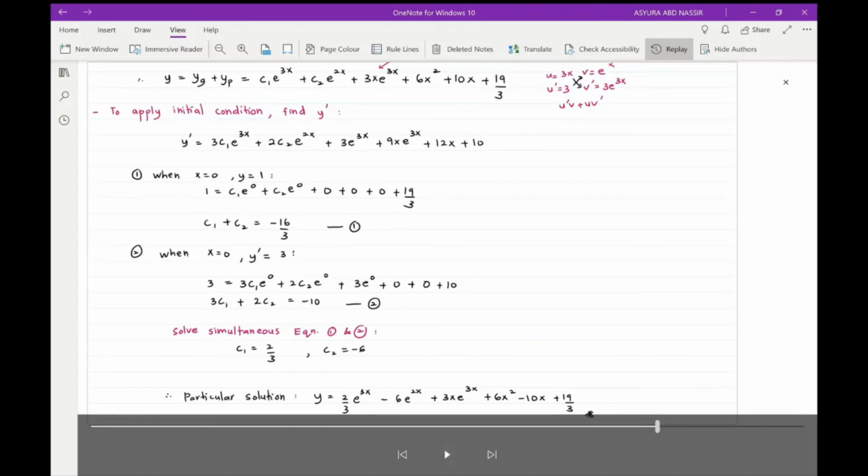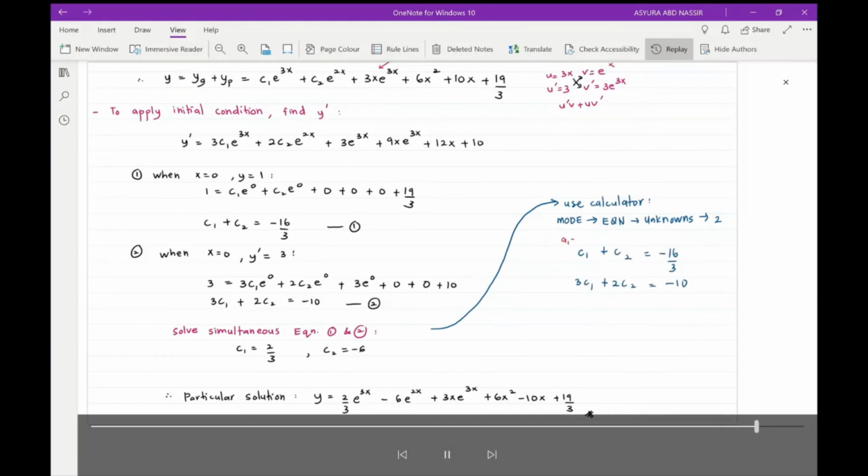Alright, and then next for the simultaneous equations, you can also solve them using a calculator. That is, you will use the mode EQN and you will choose the unknowns, two, because you have two unknowns in this simultaneous equation. So we have two equations with two unknowns. Just use your calculator and then set the values of a1, b1, c1, a2, b2, c2, and then you will get the answer: c1 is 2 over 3 and c2 is negative 6. That's all.